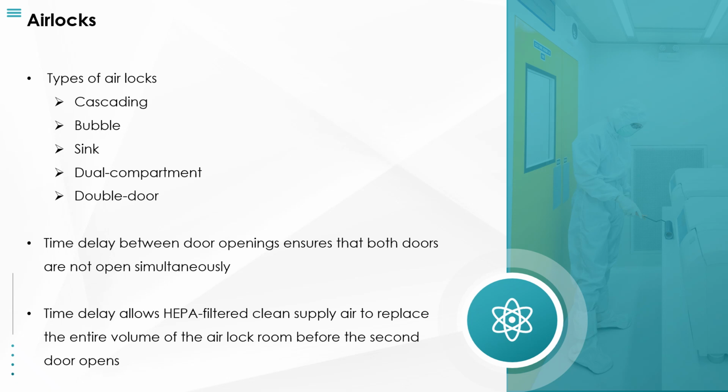Dual compartment airlocks, 2 chambers with doors that don't open simultaneously, maintaining pressure differentials and minimizing particle transfer. Double door airlocks, 2 sets of doors with an intermediate chamber to ensure only one door opens at a time, enhancing cleanliness controls, especially in semiconductor manufacturing. An incorporated time delay ensures effective air exchange by allowing HEPA filtered air to replace air volumes before a second door opens.